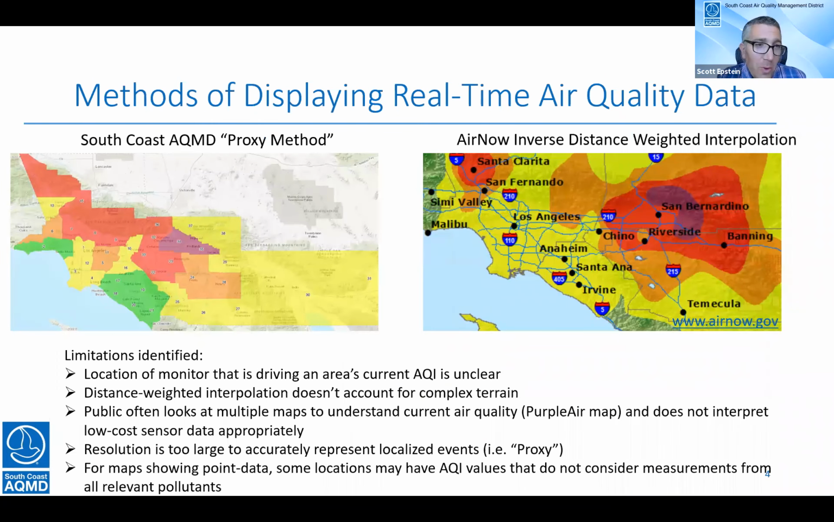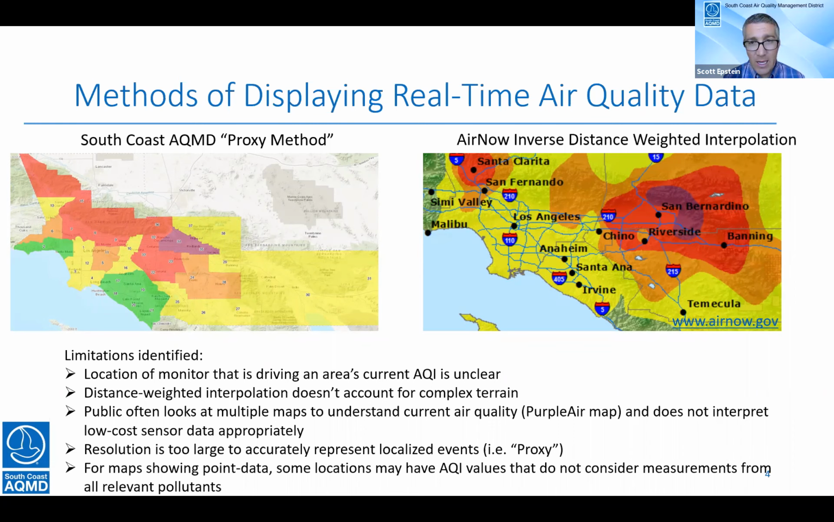So we do all the regulatory monitoring in our jurisdiction, and because of that, we show it on a map. We're aware of 2 primary methods that other agencies and ourselves use for displaying interpolated air quality index data in real time. What I'm showing on the left is what we call the proxy method, which breaks up a jurisdiction into distinct areas and assigns a representative monitor, or maybe multiple representative monitors, to each one. On the right is the AirNow map, which uses an inverse distance weighted interpolation of the monitored values.